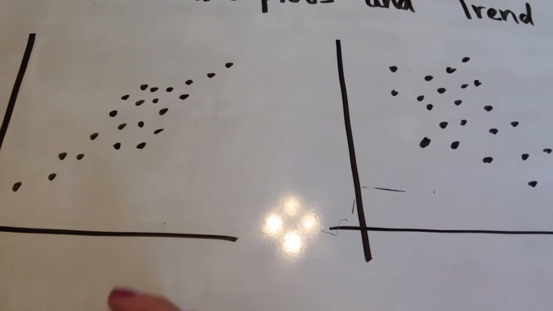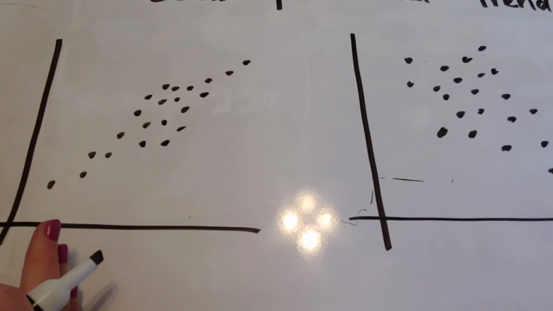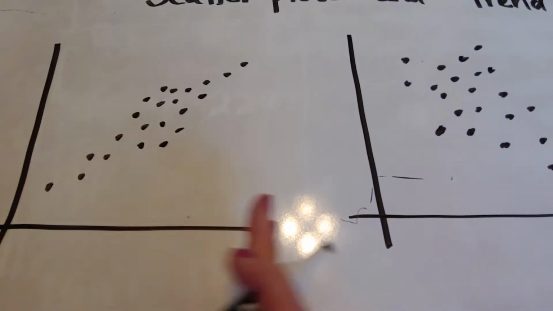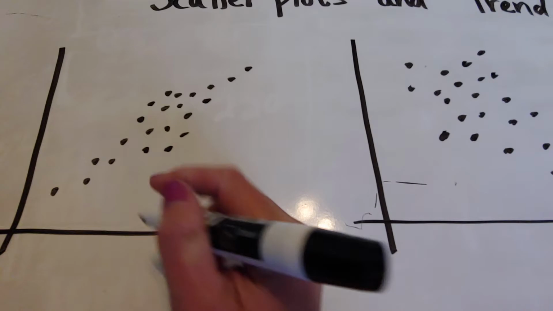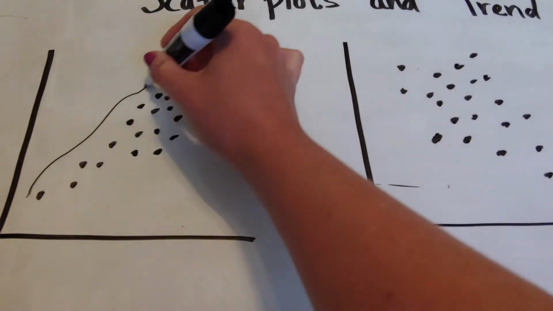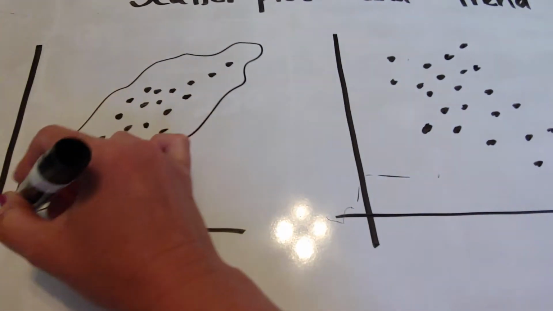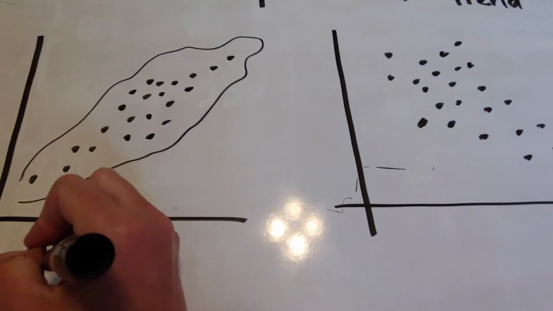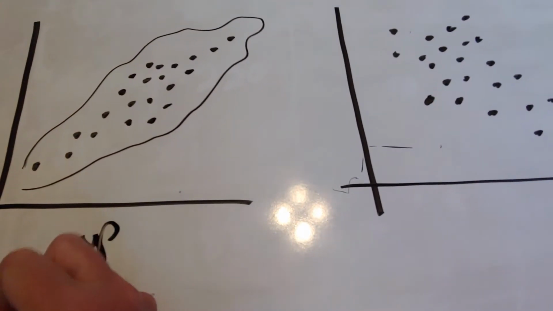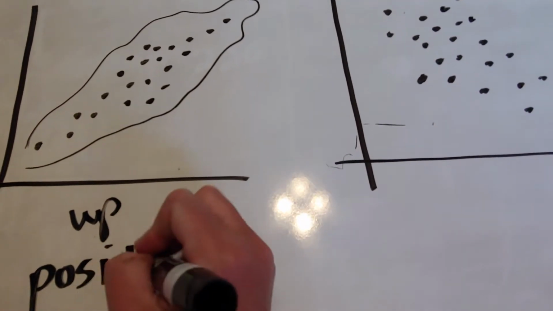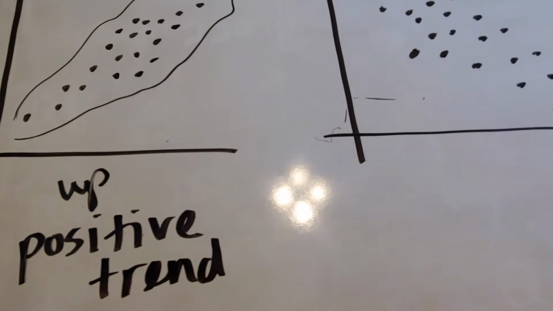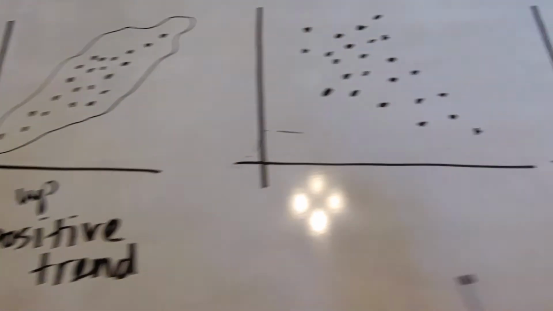We all have to agree that how we decide is by looking from left to right, because we read from left to right. As I look at this from left to right, I can see that this blob of points is pointing upwards, from down to up. So this would be considered positive trend, or trending positively, or trending up. You can also say that.